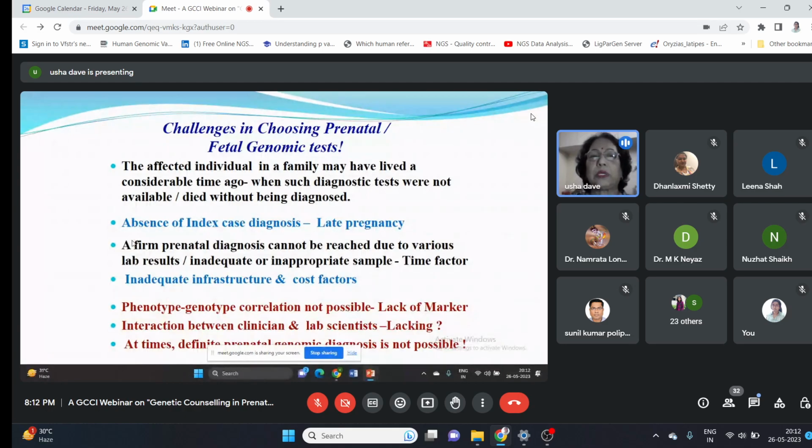So if it is an epilepsy family, and you have detected something in epilepsy genes, in that case you can go straight away for the specific mutation also.